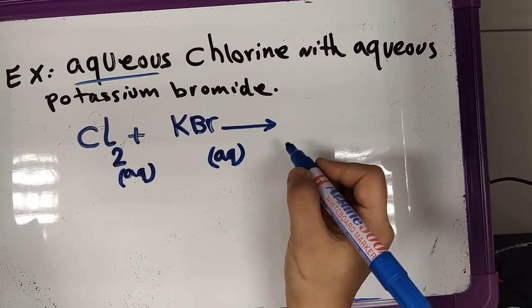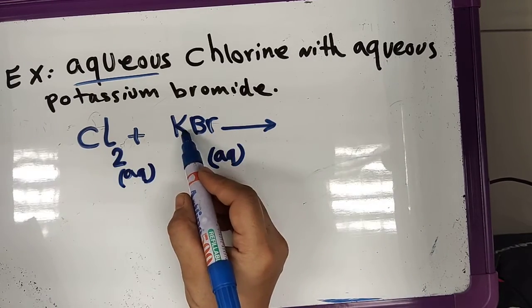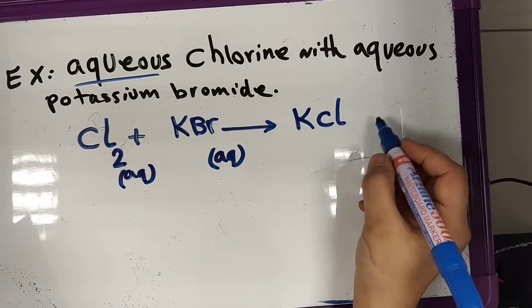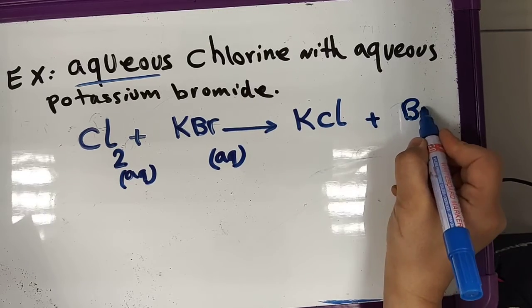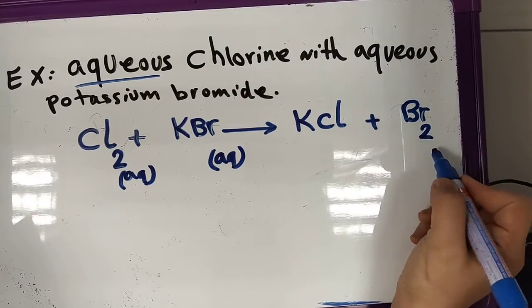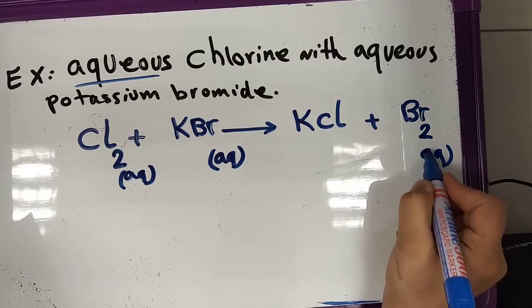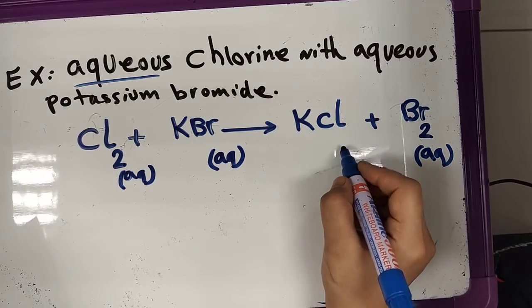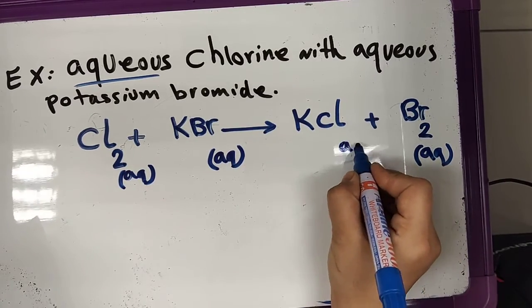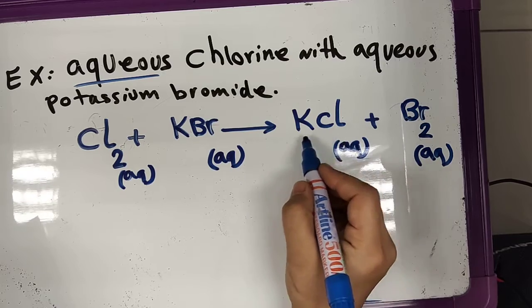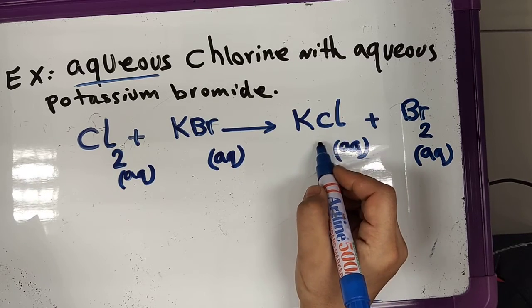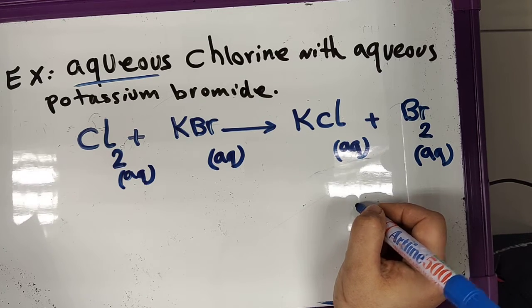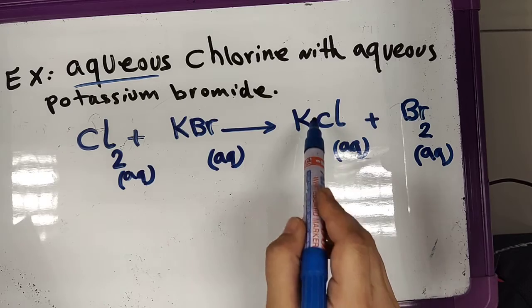Now I have to find out the product. So this one becomes KCl, potassium chloride, a simple displacement reaction, plus Br2, bromine. But this is aqueous, not the gas, because this one is aqueous too. So KCl also, as I said, is aqueous because the halides of all the metals except Hg, Ag, and Pb are all soluble. So this one is also soluble.